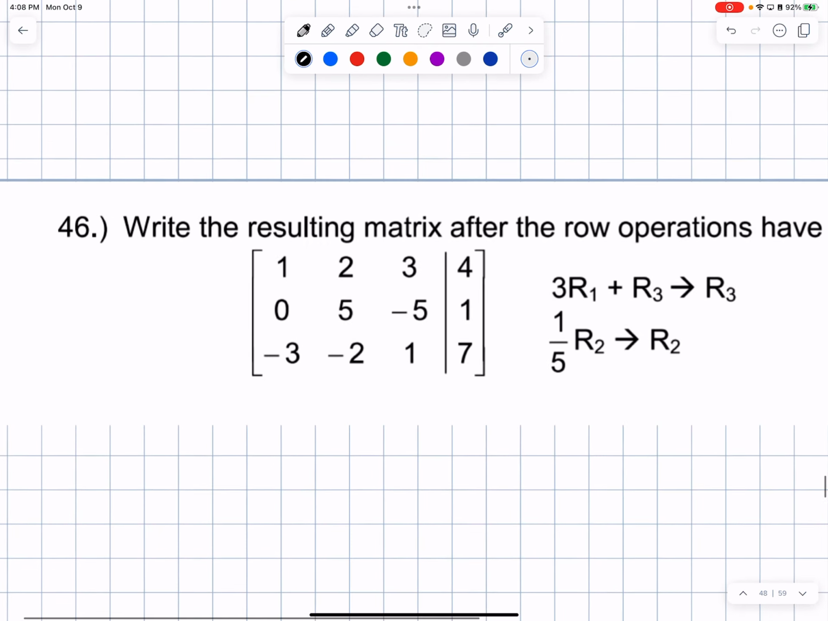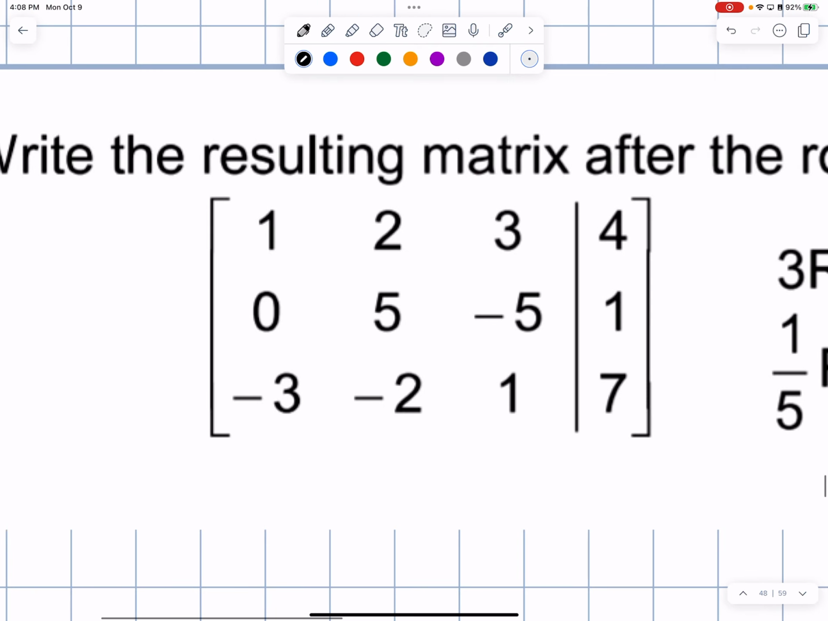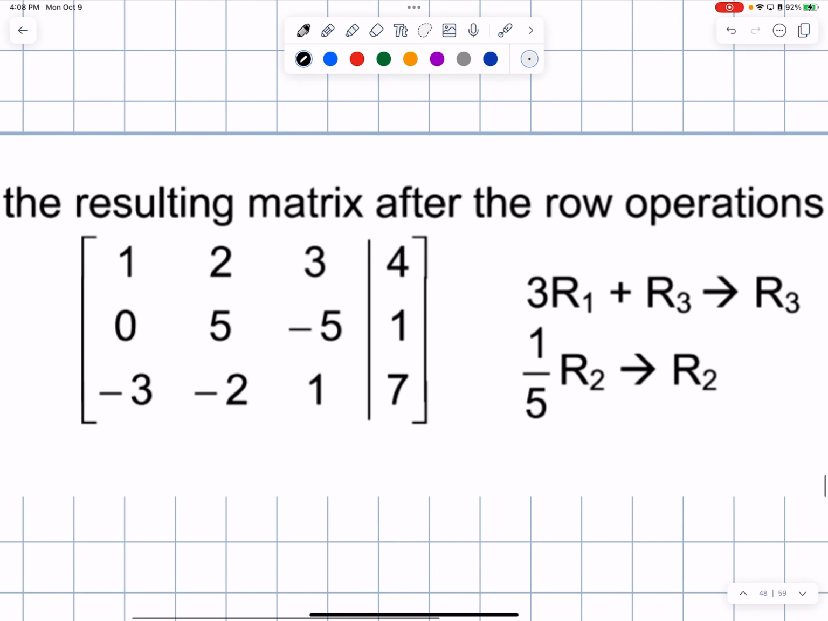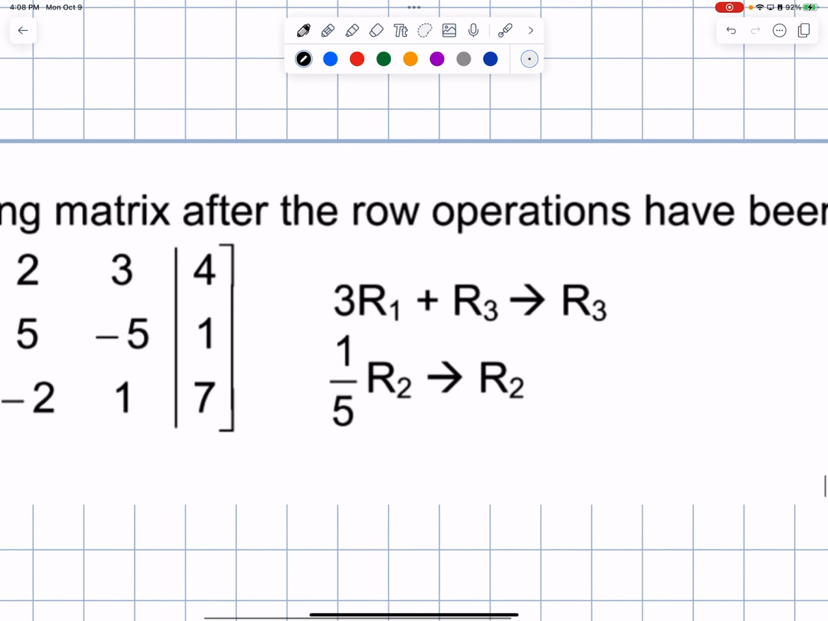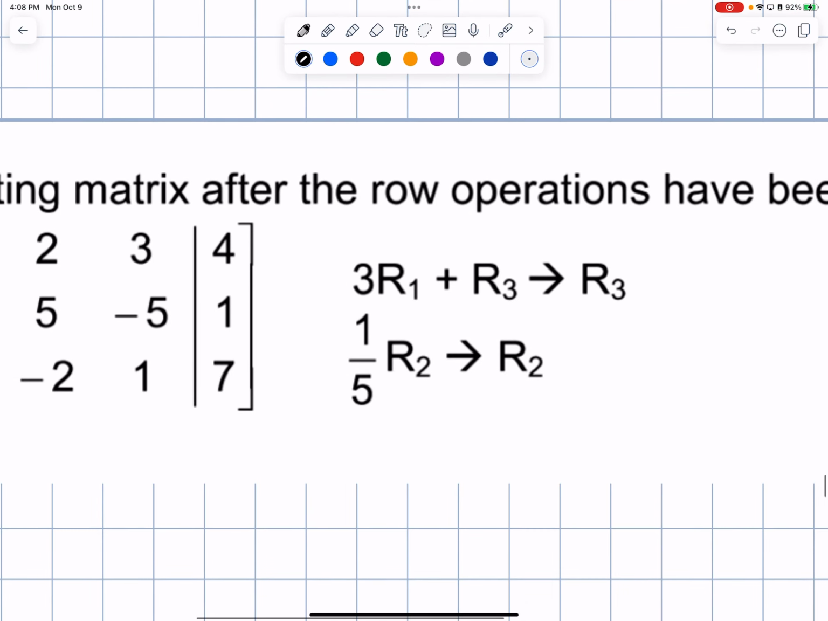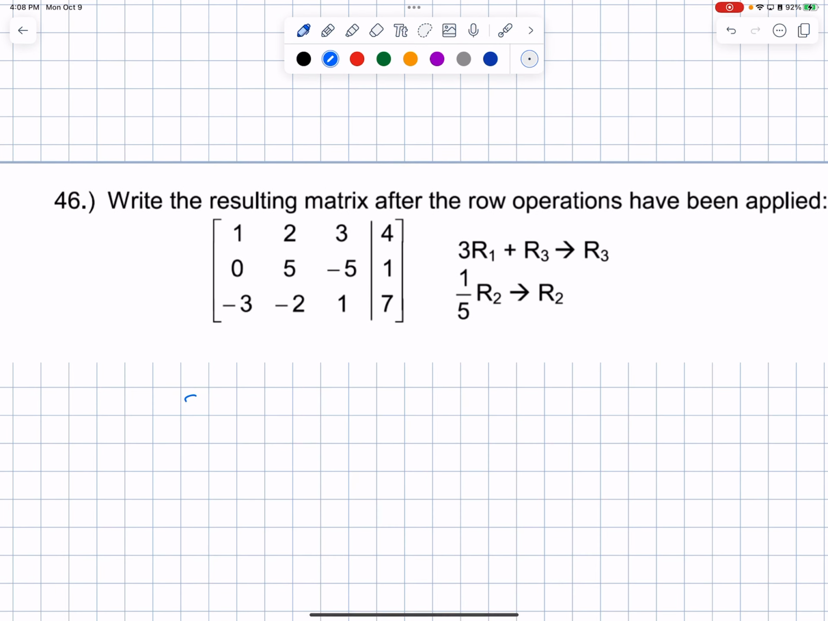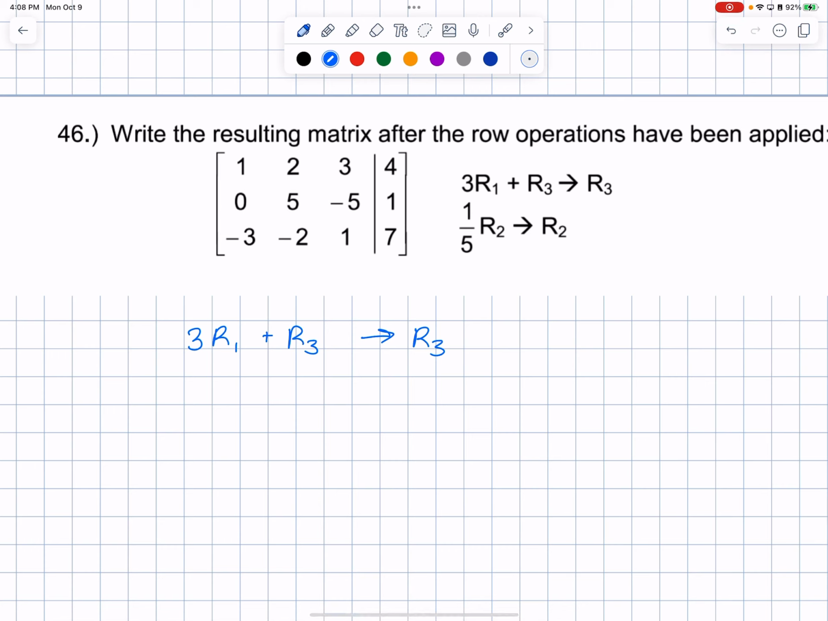I think we did this problem last class, when we learned about matrices. Do we understand what this means? This 3R1 plus R3, put in R3? Maybe. I'm going to do it. 3R1 plus R3, put it in R3. So that just means take row 1, multiply it by 3, add it to row 3. Put the result down in row 3.